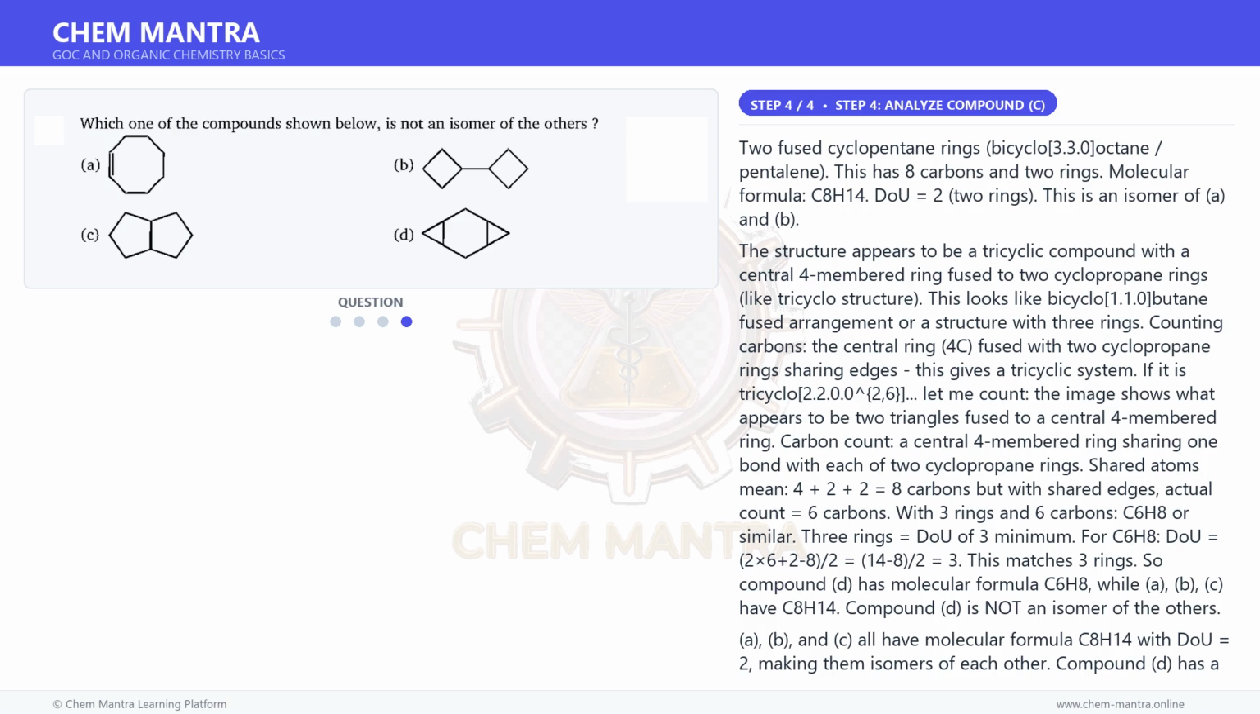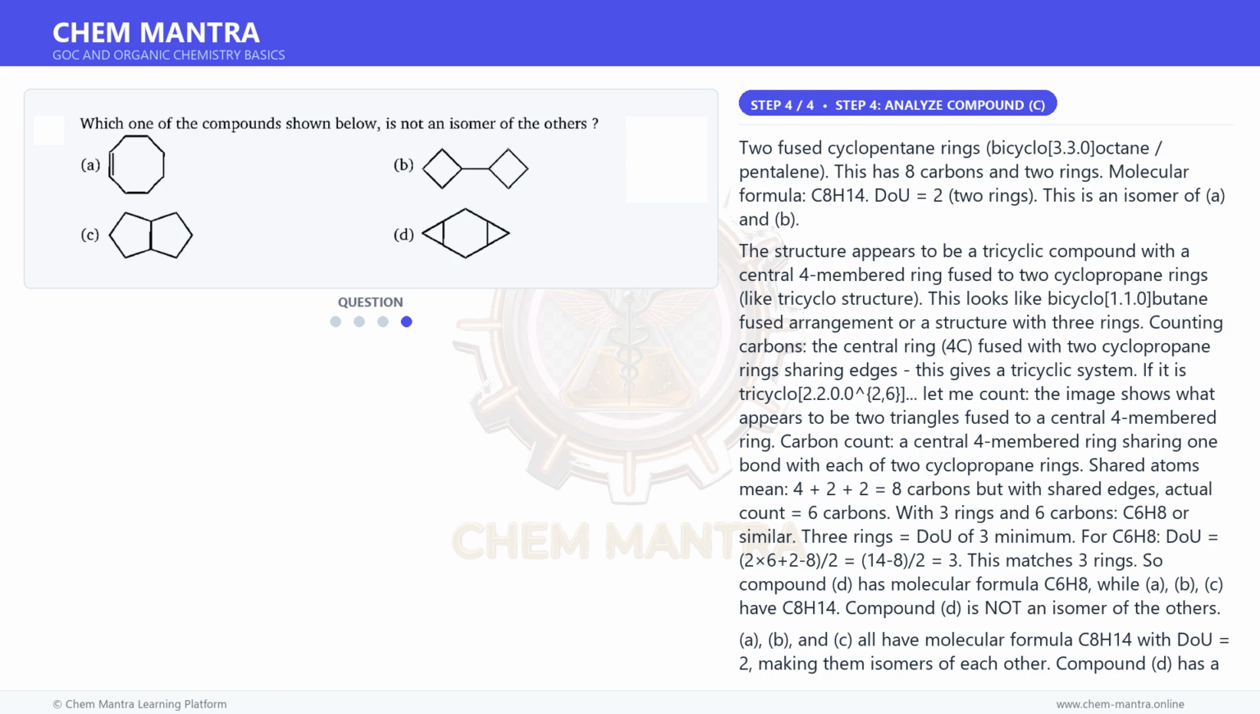Two fused cyclopentane rings, bicyclo 3.3.0 octane, pentalene. This has 8 carbons and 2 rings. Molecular formula C8H14. DU is equal to 2 rings. This is an isomer of A and B.